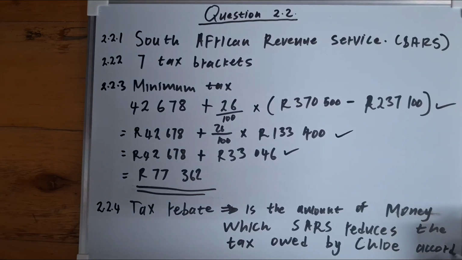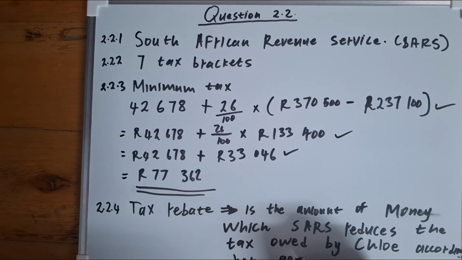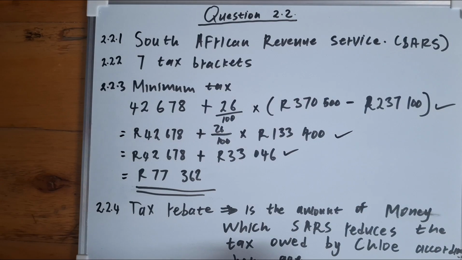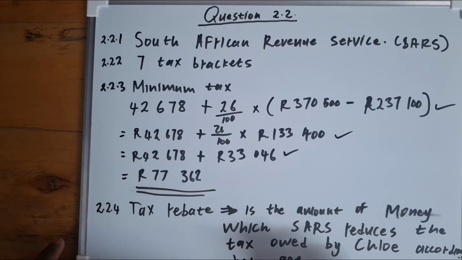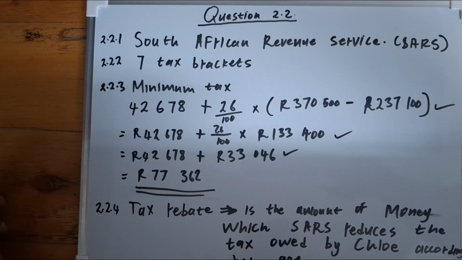This is the key word in this definition: according to her age. Just like that, you already have the 2 marks from just knowing and contextualizing the meaning of tax rebate. So let's move on to question 2.2.5.